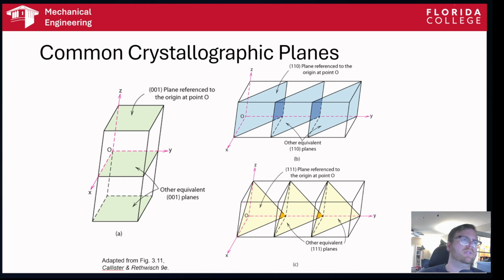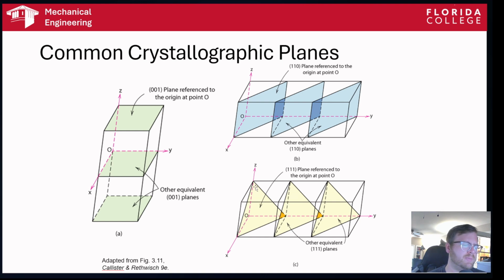So, common crystallographic planes. I just showed you 1, 1, 1. It's actually the same as, okay, so if you look at 1, 1, 1 here, you can see that these are actually intersecting at the full extent of z, x, and y.